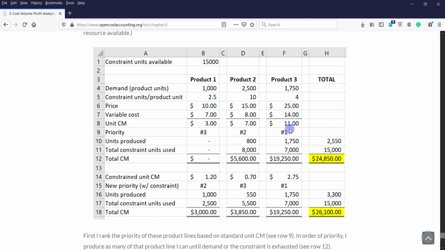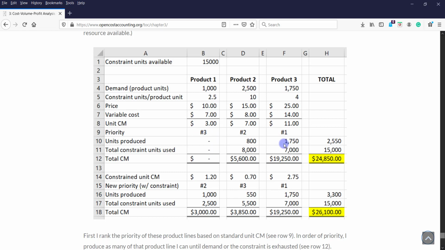Now we just line those up by raw contribution margin per unit. Obviously, product 3 is the most important one. We should produce that one first. It's $11 in contribution margin per unit. $7 for product 2, so that's number 2 in our priority, and $3 per unit for product 1, so it's going to be number 3.